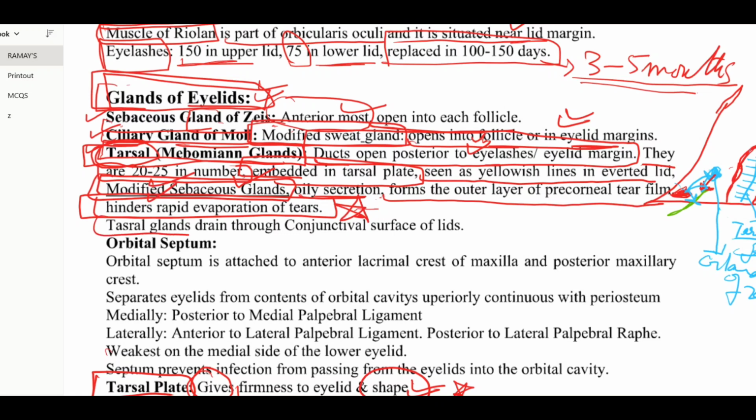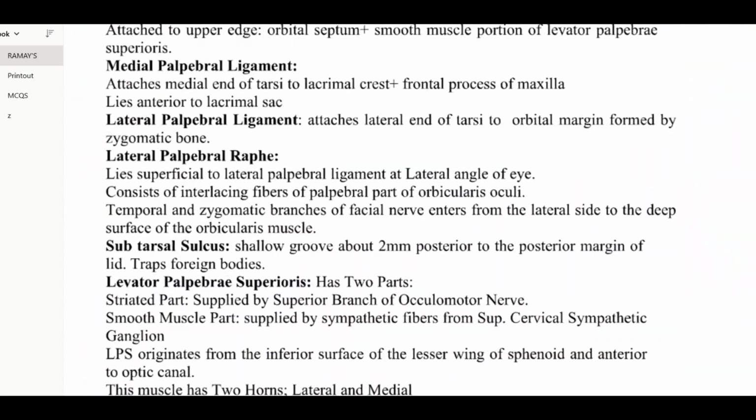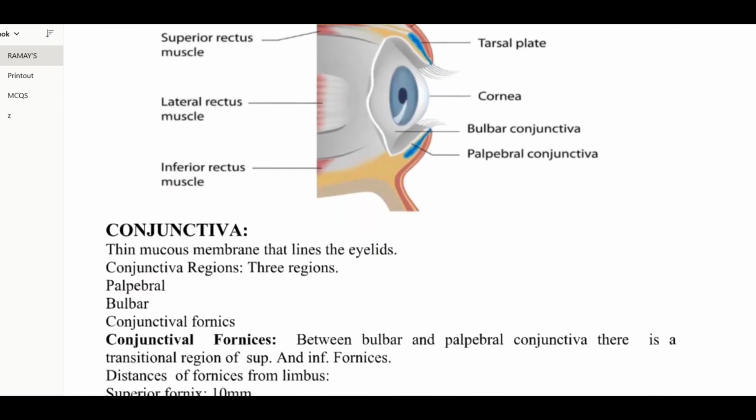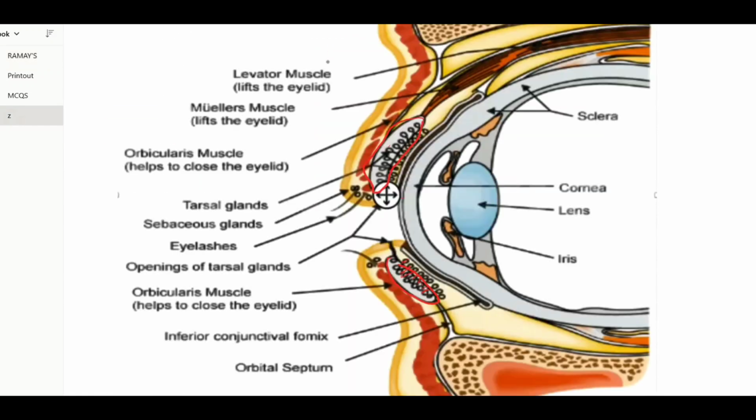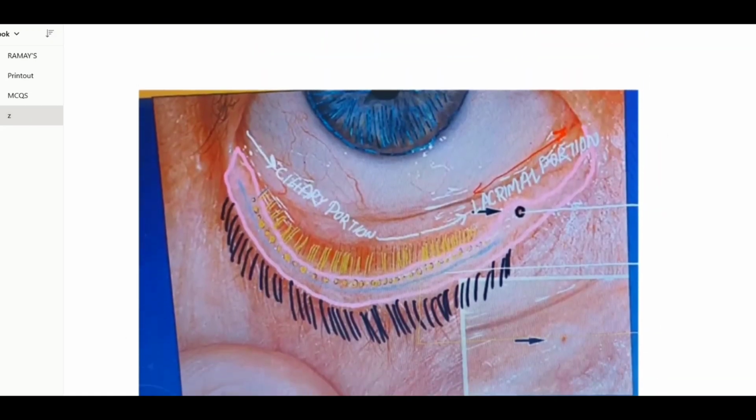Tarsal glands drain through the conjunctival surface of the lids. Here we read the line that they are present as the yellowish lines in the inverted lid. So look here, this is the section of the eyelid showing these glands present, these yellowish dots, these lines. These are the openings of the Meibomian glands. Okay, all these Meibomian glands.